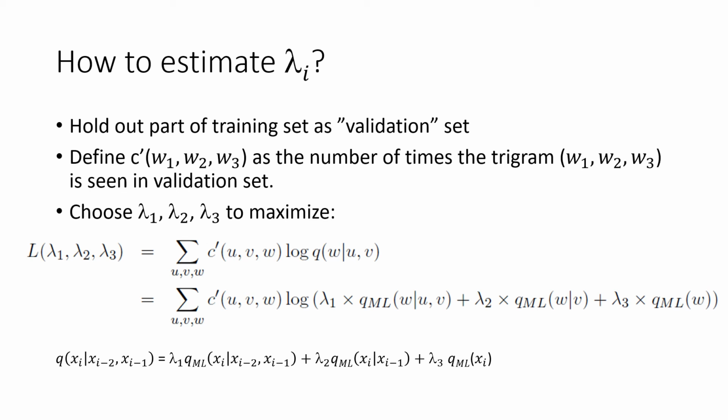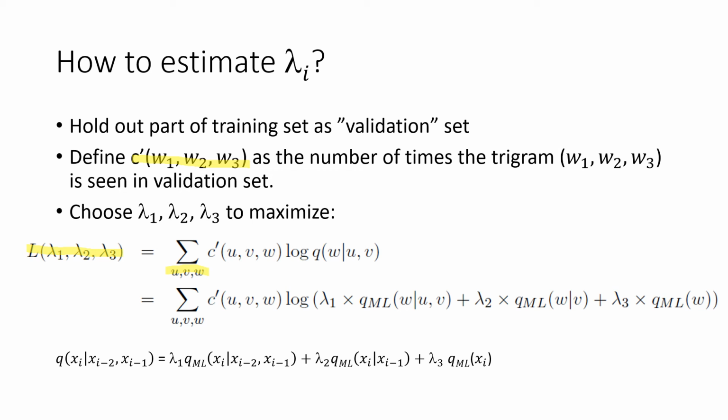as validation set. For example, we take 5% of our data set to be the validation set, and then by using this validation set, we define, for example, C prime of a trigram as the number of times the trigram is seen in this validation set. And then we try to solve the following optimization problem. So we define this function L of the parameters lambda such that it sums up these product terms.